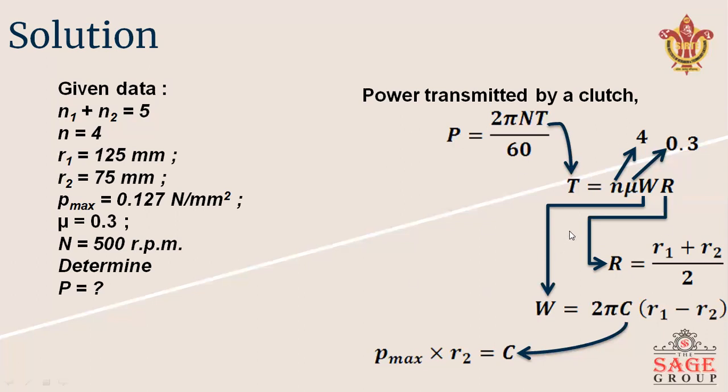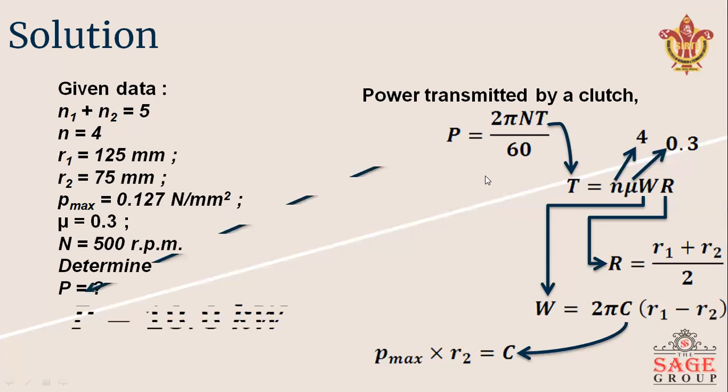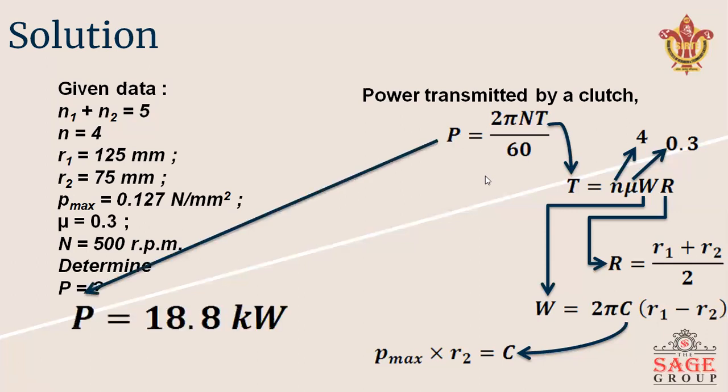So we substitute this value of T in the equation for power transmitted by the clutch, P is equal to 2 pi N T upon 60, so that we can calculate the value of power with the help of this formula. The value of the power is 18.8 kilowatt. So you can easily calculate the power transmitted by the clutch with the help of this procedure.